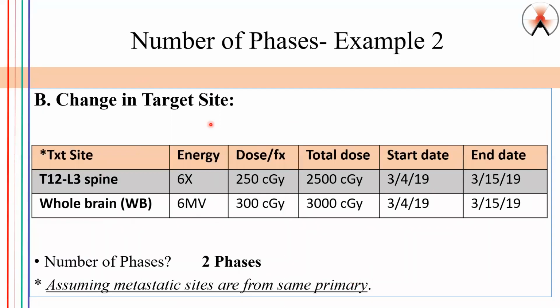Change in target site. This is more straightforward. You have a patient here with metastatic sites: the T-spine, L-spine, and the whole brain. Clearly, these are 2 separate sites. That's going to be a change in phases. So you have 2 phases.